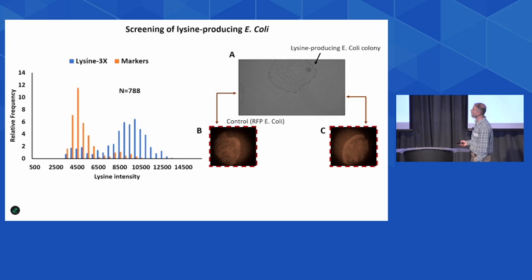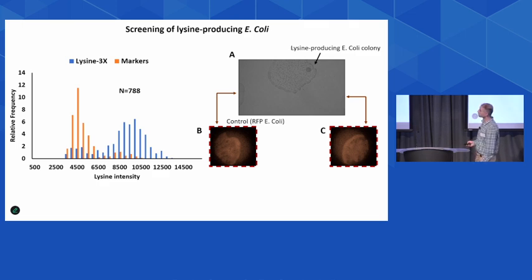And we did this experiment. We mixed populations of E. coli, lysine-producing E. coli, this strain, with control cells that were used both for controlling the levels of lysine and also as markers for the deposition.